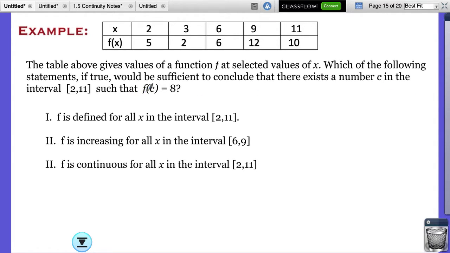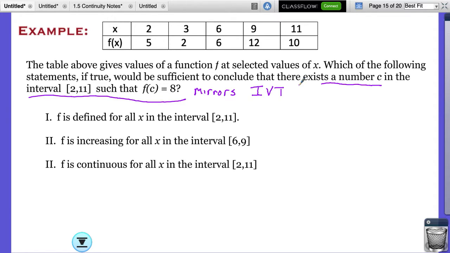All right, so would it be sufficient to conclude that there exists a number c in the interval such that f of c is equal to 8? Hopefully we can think about it, that mirrors the intermediate value theorem. That there's some number on an interval such that f of c is equal to a number. So we have to think about all the things you had to have in order for the intermediate value theorem to be true.